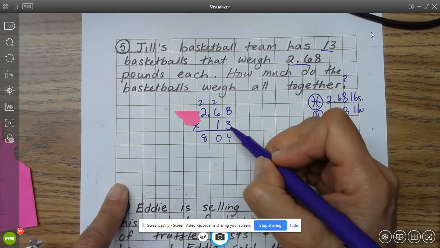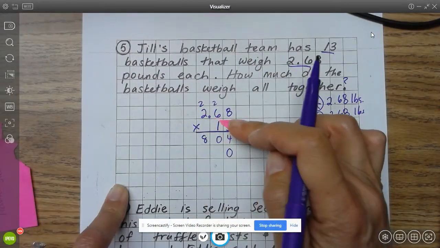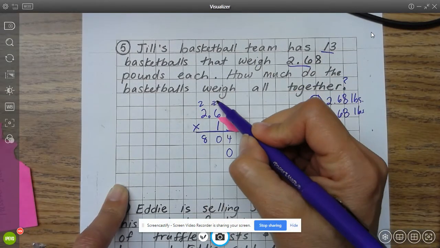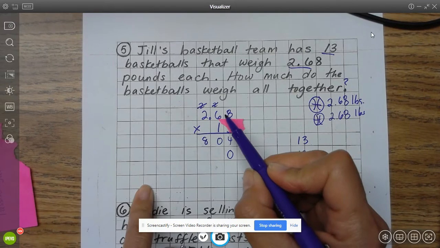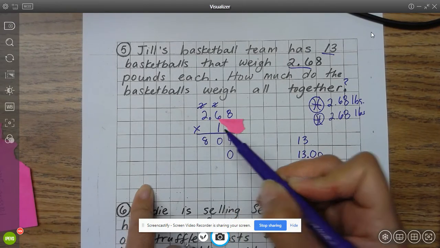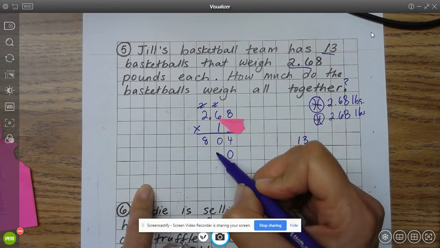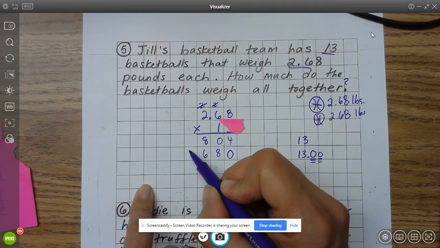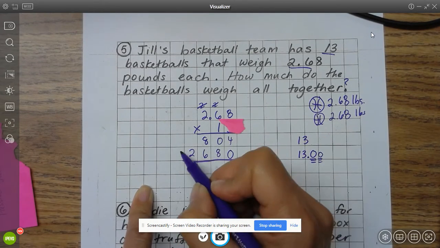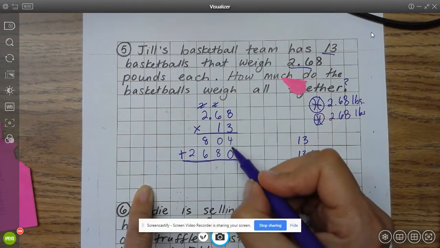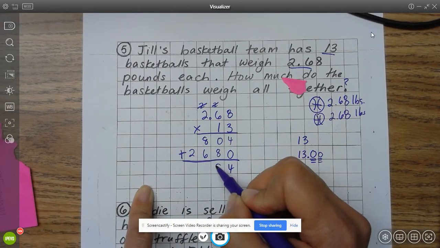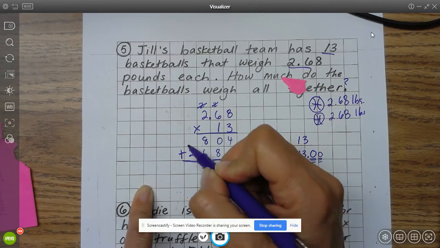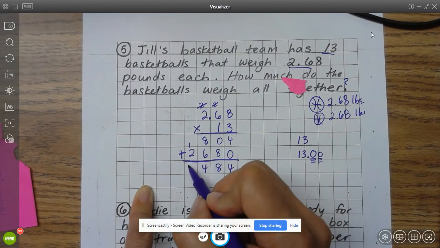I'm all done with my 3. I'm going to put my placeholder here. Now I'm going to cover up that 3 since I finished that. Now, multiplying all the numbers on the top by my 1. That'll be easy. 8 times 1 is 8. 6 times 1 is 6. 2 times 1 is 2. I add up my numbers. 4. 0 plus 8 is 8. 8 plus 6 is 14. Regroup my 1. 2 plus 1 is 3.